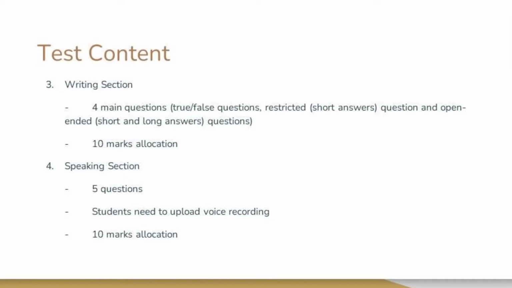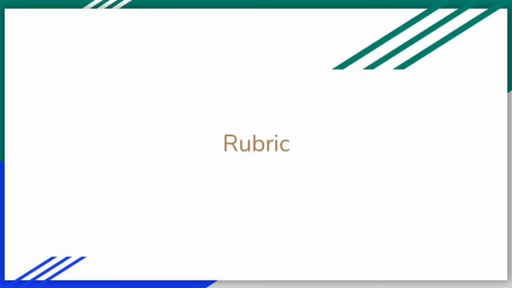In the writing section, there are 4 main questions: true or false questions, restricted short answer question, and open-ended. There is a total of 10 marks allocation in this writing section. And the last section is the speaking section. There are 5 questions. Students need to upload their voice via voice recording to the Google form with a total mark of 10 marks.